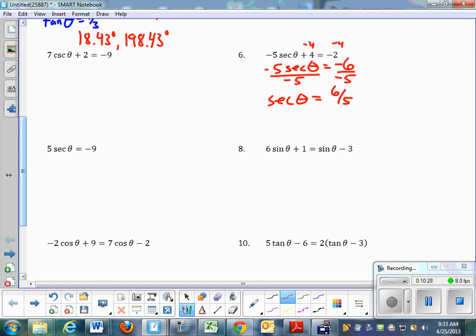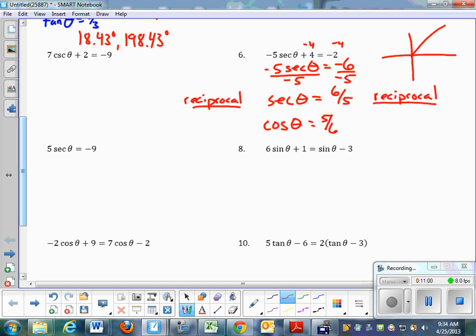Secant is the reciprocal of cosine. So what we do is we switch this to cosine. Basically what we do is we take the reciprocal of both sides. I'm going to write it down so 8th hour can see. I did the reciprocal of that side, so I do the reciprocal of that side. It's a legal operation to do in mathematics. We get 5 over 6. Well, now it's easy, right? Piece of cake. Upside down. Okay, which quadrants? 1 and 4.